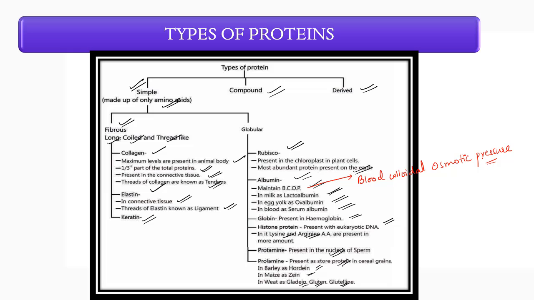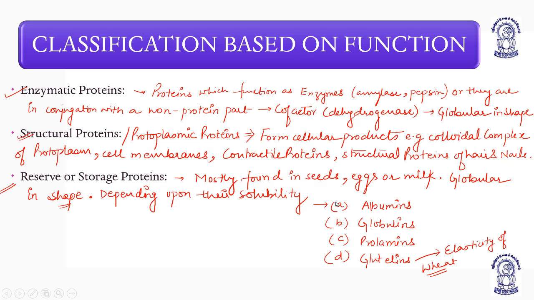Then prolamine is present as a store protein in cereal grains, like zein in maize, hordein in barley, and gliadin in wheat. Understood? So albumins, globulins, prolamines, and glutelins. Understood?